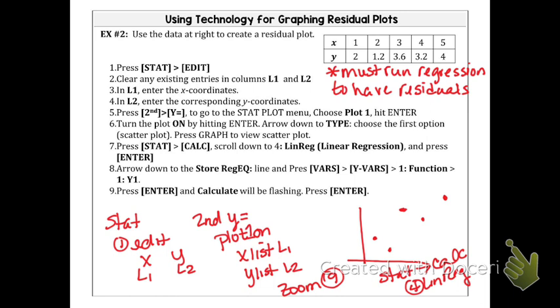So after you do that, then you can go to second y equals and go into plot 1 again. Turn it on if it's not. Then go down. Ours by default is on scatter plot. And then they graphed it there. I don't know why they did it backwards.